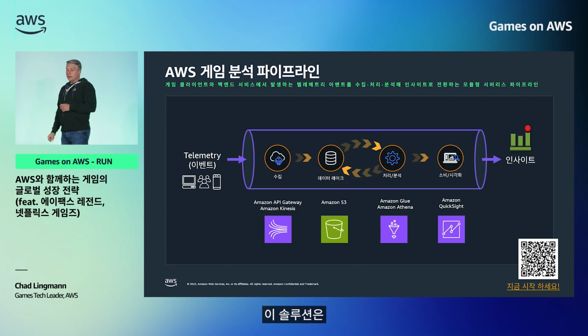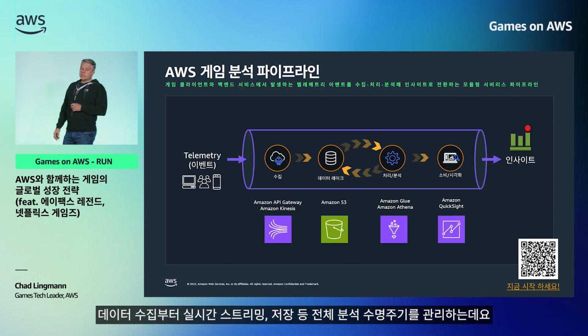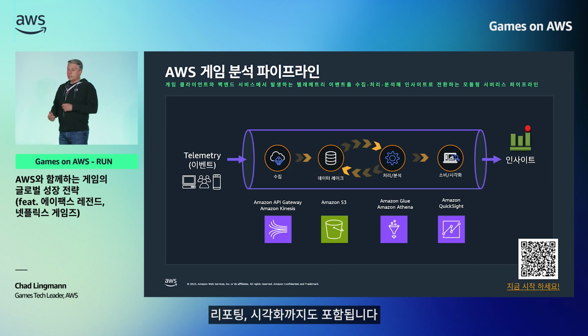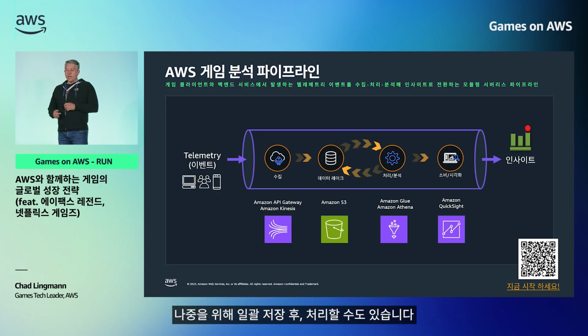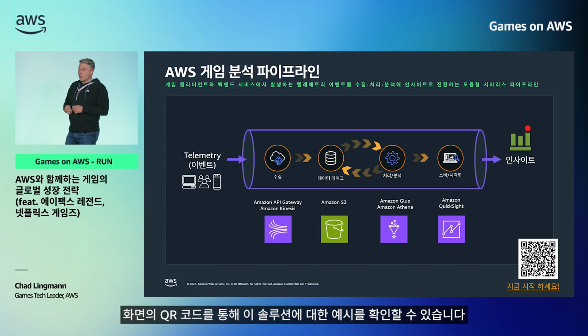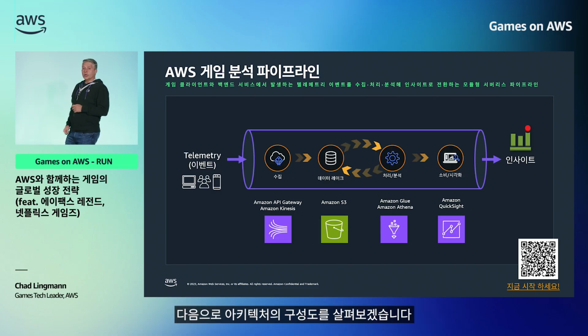The AWS Game Analytics Pipeline solution manages the entire lifecycle of analytics from ingestion to real-time streaming, to storage, and then to reporting and even visualization. The design scales to capture data in real time via a flexible system where your studio can decide whether to analyze it as it arrives or batch it up and store it for later. You can find this example game analytics pipeline solution at the QR code here. In the next slide, we're going to look at the architecture that you'll see from this QR code.